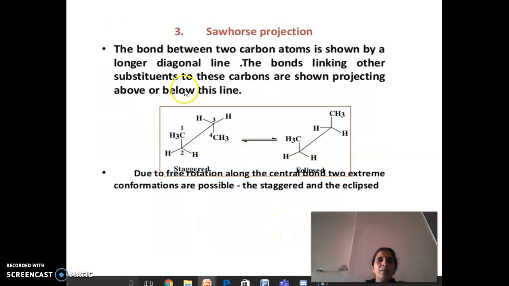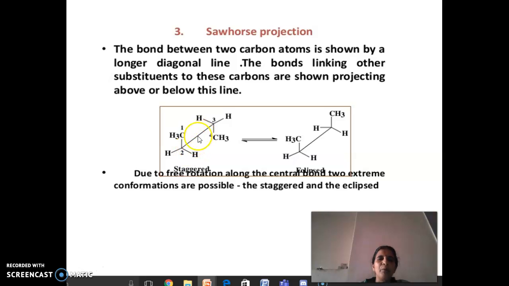In Sawhorse projection, the bond between the two carbon atoms is always shown by a diagonal line. The bonds linking the other substituents to these carbons are shown projecting above or below this line. And this is the example of butane in Sawhorse projection.